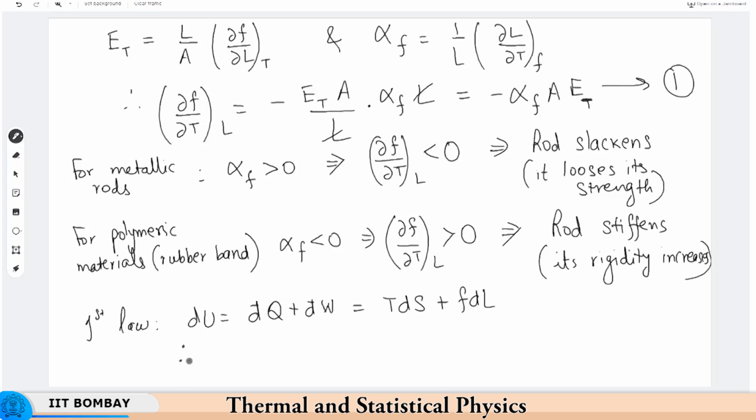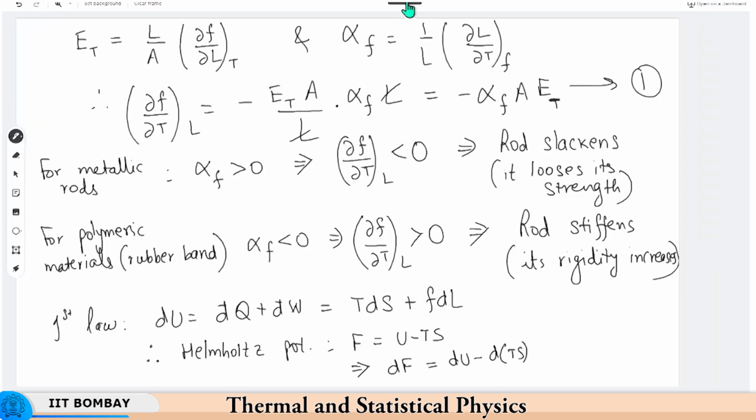So now let us do the Legendre transform and define the Helmholtz potential. Therefore, the Helmholtz potential in this case is F, which is essentially U minus TS. It is the same Legendre transformation, and if you take the differential of this, it is dU minus d of TS. And I will go to the next page. So, I will basically substitute dU from here.